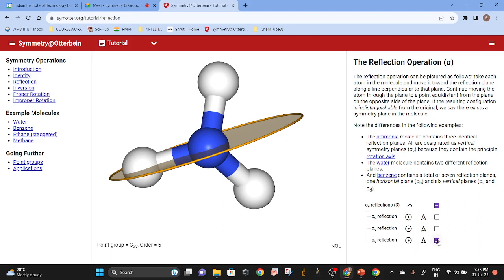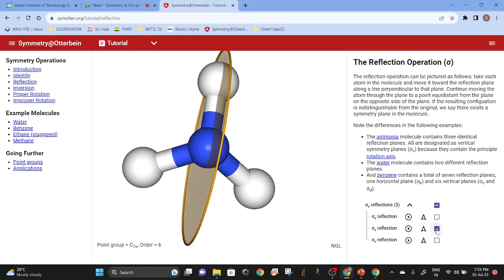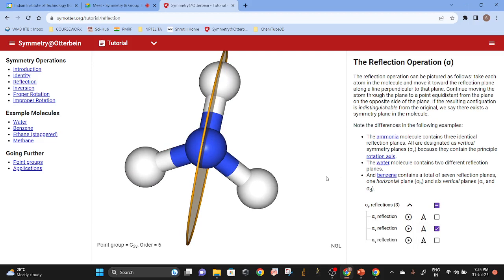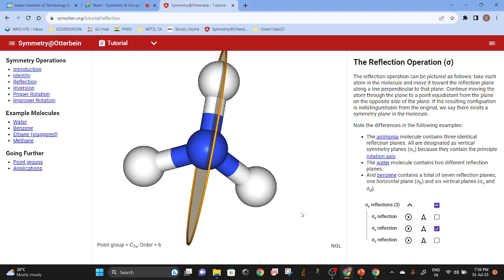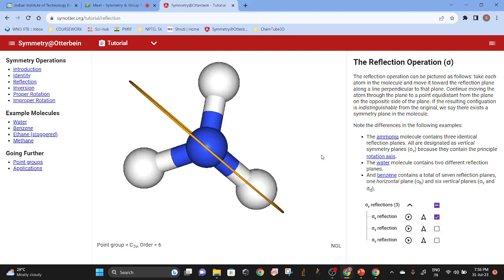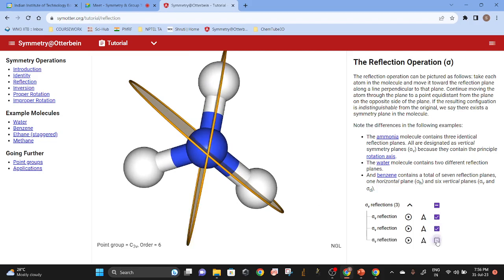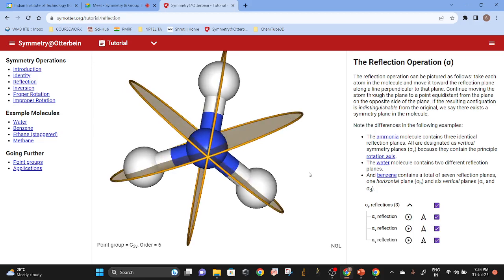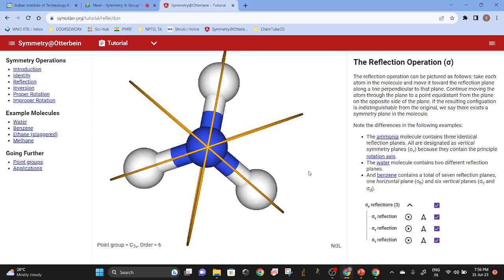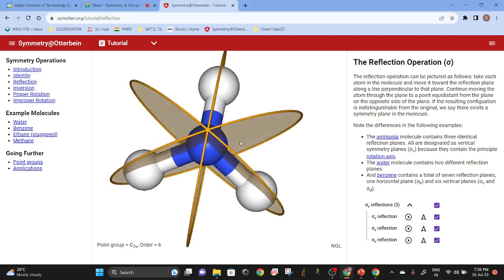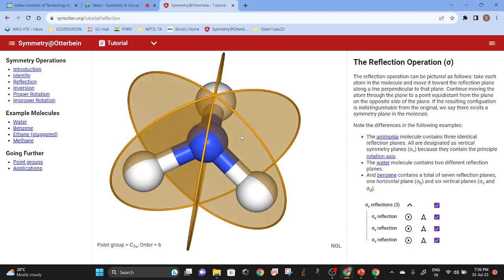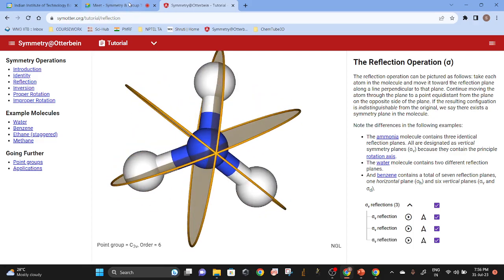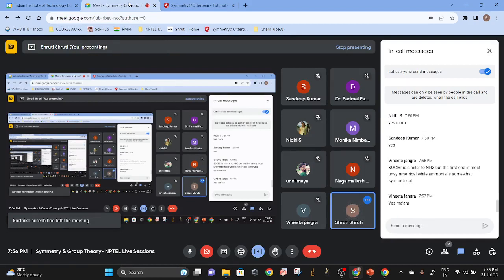This one was the first, then the second one, this one, and then the third one, this one. This is the 3 NH bonds, 3 reflection planes. Let me show all. Okay, can you see 3 planes? Similarly, how many reflection planes does benzene have?